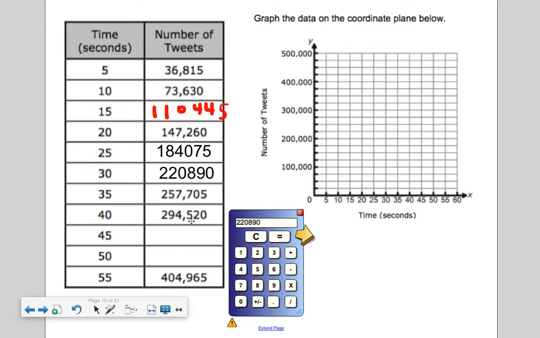Let's do 45 seconds. In 40 seconds, there are 294,520 tweets. I'm going to add that to 5 more seconds, because every 5 seconds is 36,815, plus that is 331,335 tweets. In 50 seconds, let's see, in 40 seconds, there are 294,520 tweets. I'm going to add that to 10 seconds, which is 73,630.